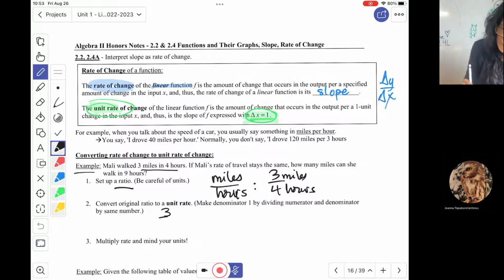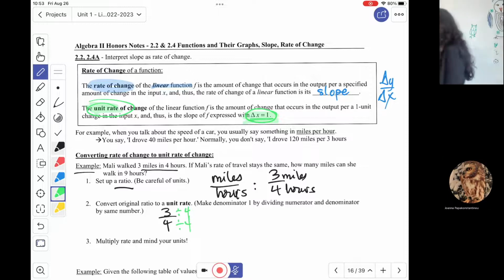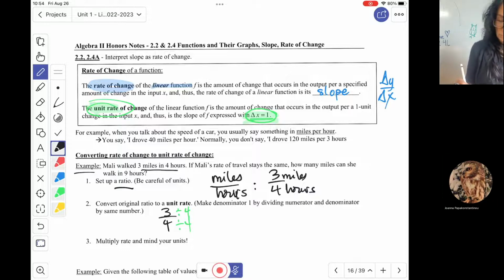So how would I take this ratio and convert it to a unit? I'm going to divide both the numerator and denominator by 4. Now remember, if we do something to the numerator to keep the fraction equivalent, I have to do the same exact thing to the denominator, because in essence, this is like dividing by 1. Any number divided by itself is 1. So that is correct. So what is my numerator? It's 3/4, right? And my denominator is 1.